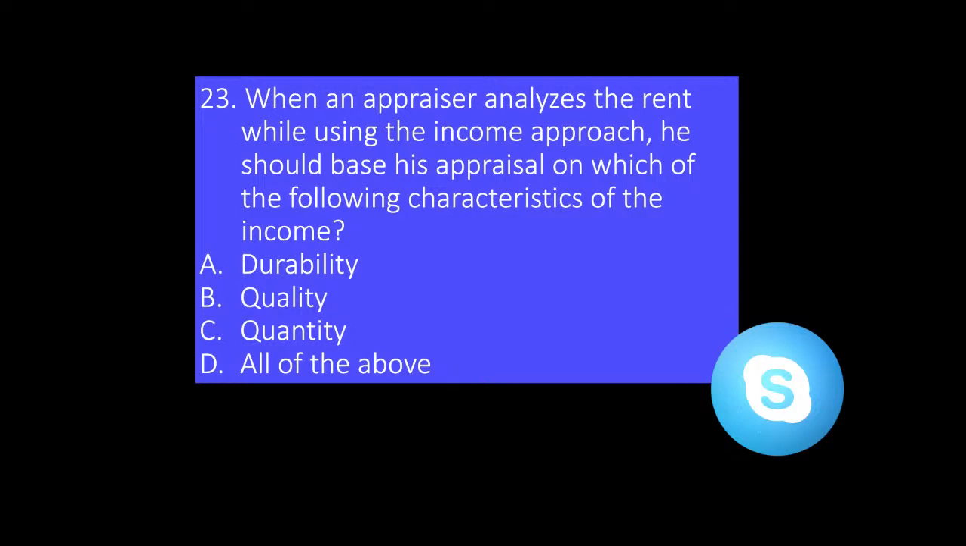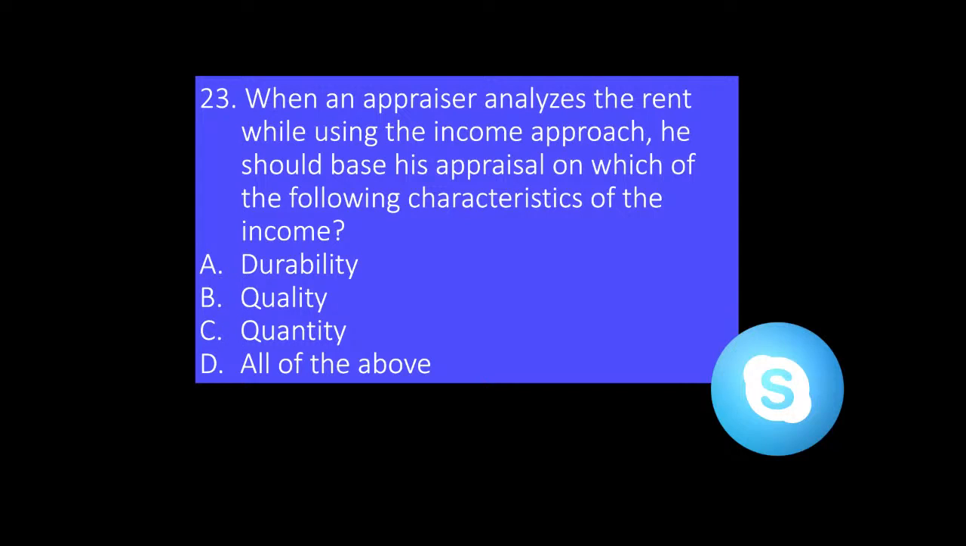When an appraiser analyzes the rent while using the income approach, he should base his appraisal on which of the following characteristics of the income? It means it's trying to see whether the rental property can make money or not by using the income. So how much the rent is. Durability, quality, quantity. I just go by all of the above, because this is the all-of-the-above choice.